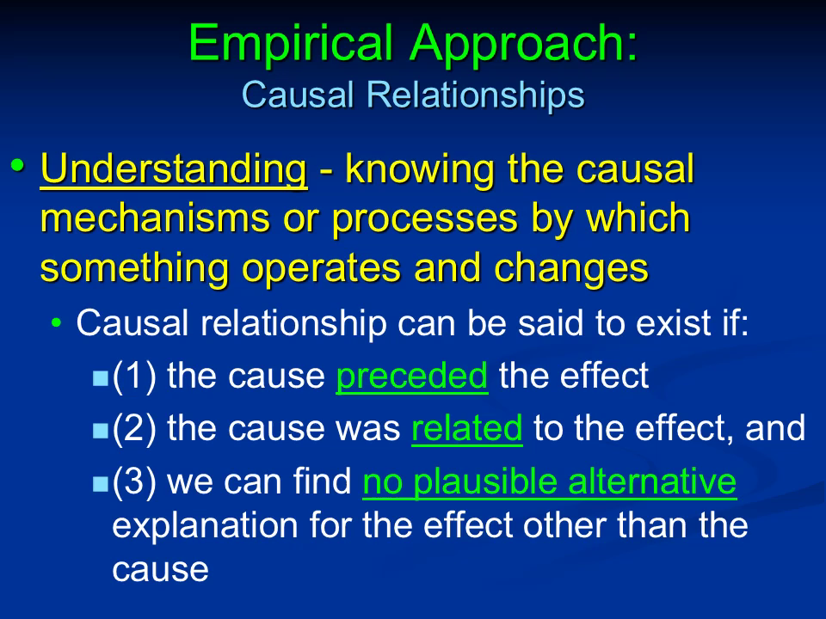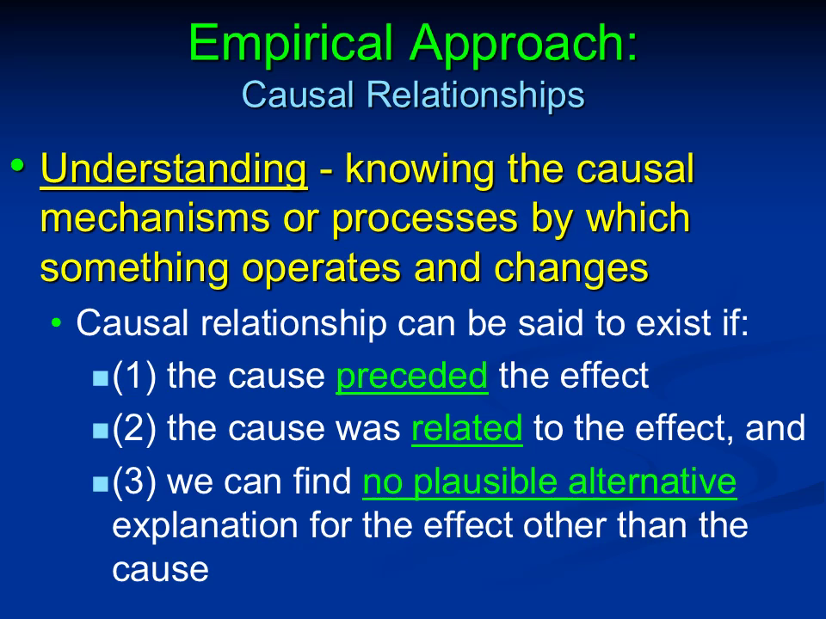So starting here with understanding. Now understanding or explanation, right, involves the search for the causal mechanisms or the processes by which something operates and changes. So how do we define cause and effect? How do we know that something is the cause of a particular effect? And I have on here a good and simple explanation. I think this is originally from John Stuart Mill, that defines what you have to see before you can confidently make a scientific statement about cause and effect.